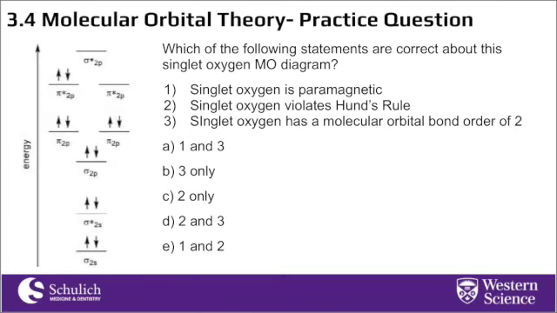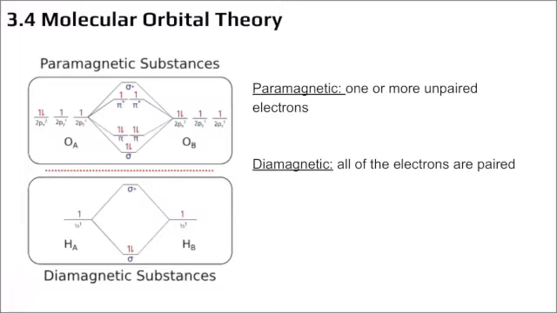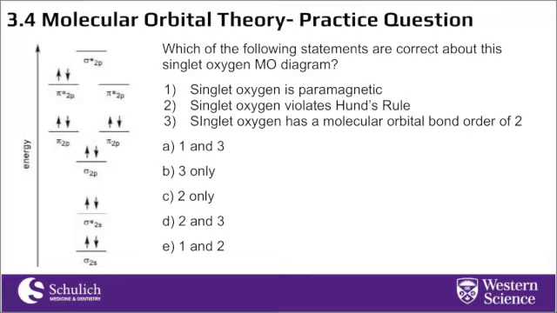And then I just have a practice question here. Once again, pause if you want to try it. The question is, which of the following statements are correct about this singlet oxygen MO diagram? Starting with one, singlet oxygen is paramagnetic. As we saw in the previous slide, paramagnetic is when one or more electrons are unpaired. In this diagram, all the electrons are paired, so we know that one is false.